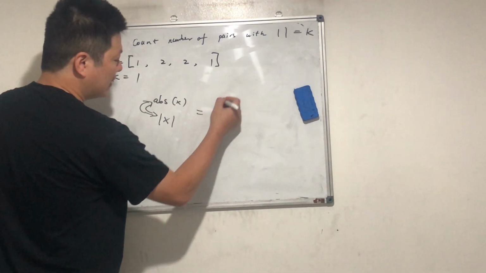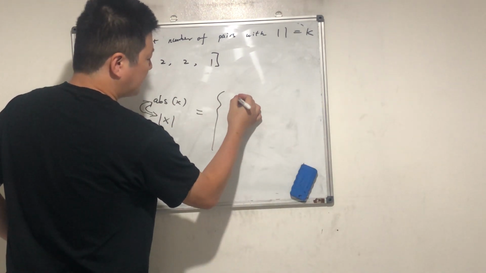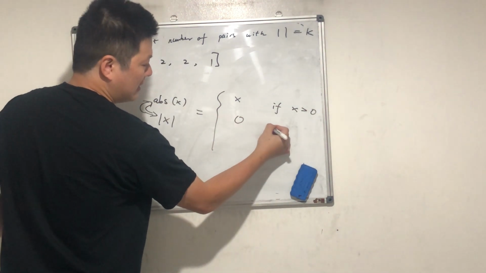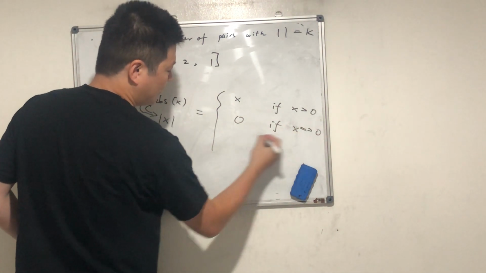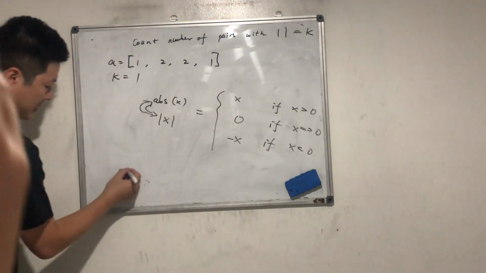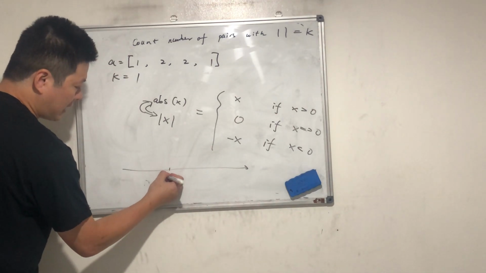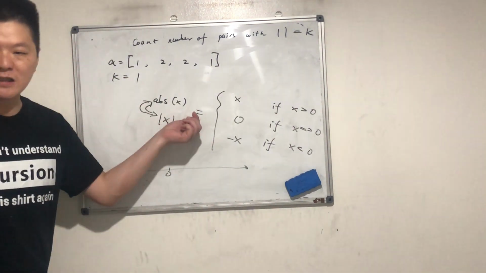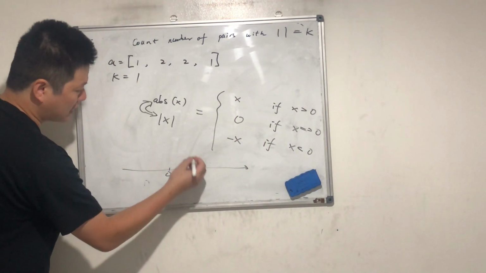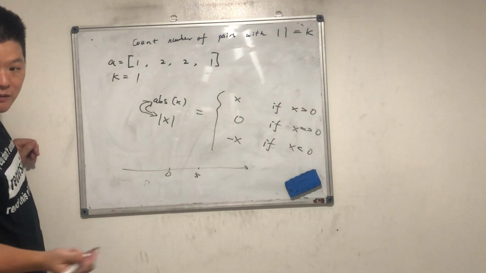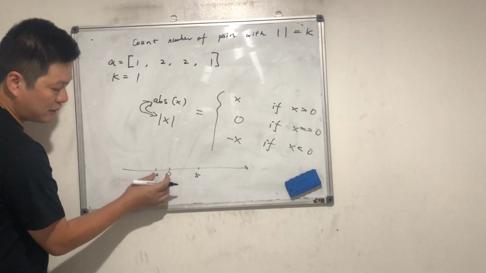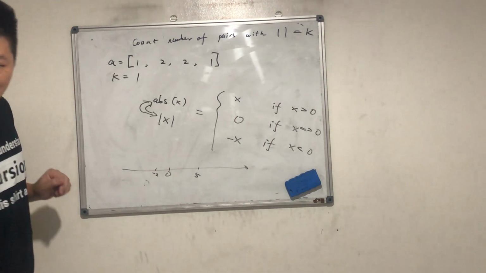Do you still remember this? It's x if x is bigger than 0, it's 0 if x equals 0, and it's minus x if x is smaller than 0. Basically it's the distance. This function returns the distance between x and 0. So what's the ABS of 5? 5 units. What's the ABS of minus 5? Also 5. You see? You got the difference.